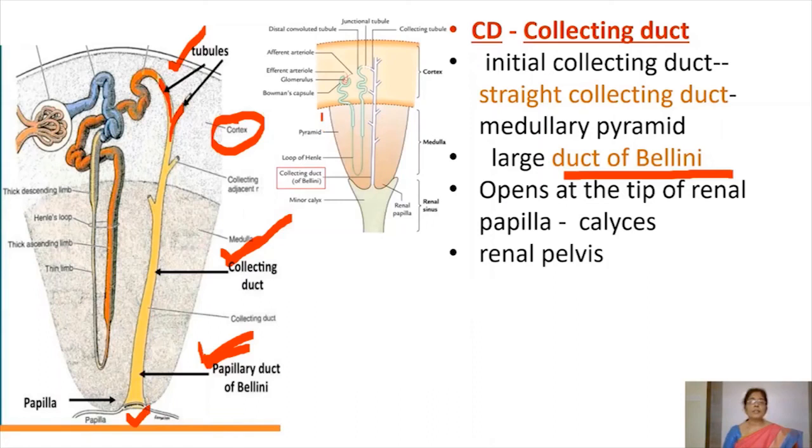So look at this diagram. This is cortical region. The cortical region, initial collecting duct. This is straight collecting duct. They pass through the medullary region and they join together to form duct of Bellini. Now duct of Bellini, this is cone shaped medullary pyramid. Medullary pyramid. ఇప్పుడు ఈ duct of Bellini will change the color.